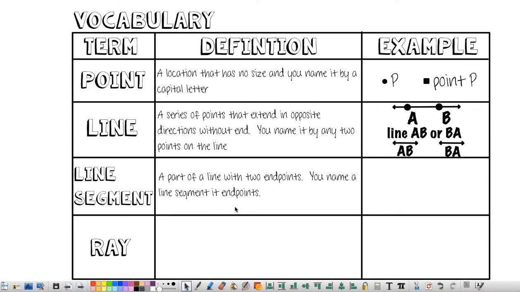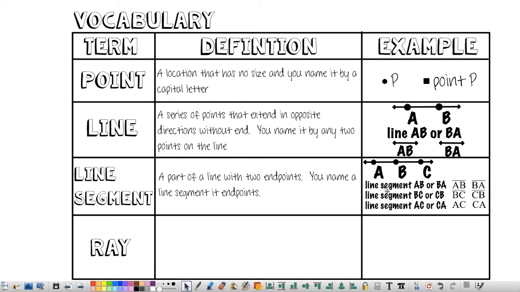A line segment is a part of a line with 2 endpoints. So line segments are going to be somewhere within this line. And then you name a line segment by its endpoints. So you can have a line segment within a line, or you can have a line segment by itself. So here we have this line that goes on forever in both directions, but within the line, you have several line segments. So here you have line segment AB or BA. Again, you can name it either way, but you start at one endpoint and go to the other. So there's AB and BA.